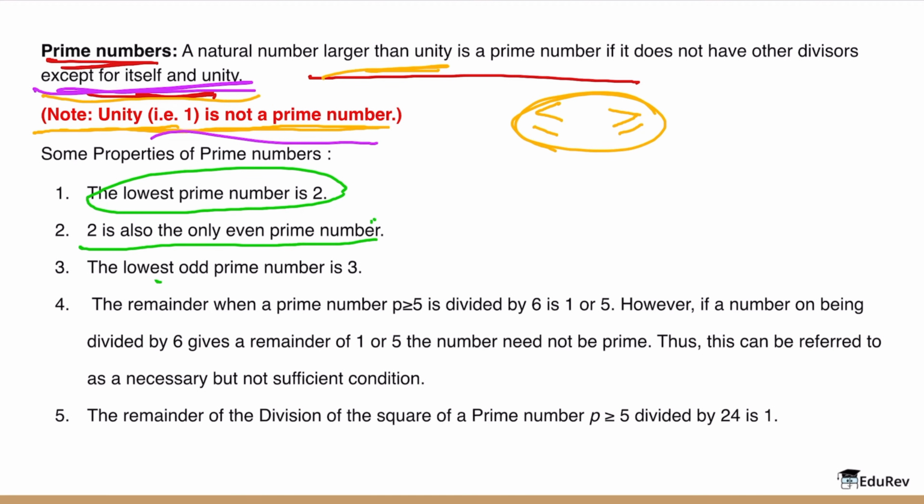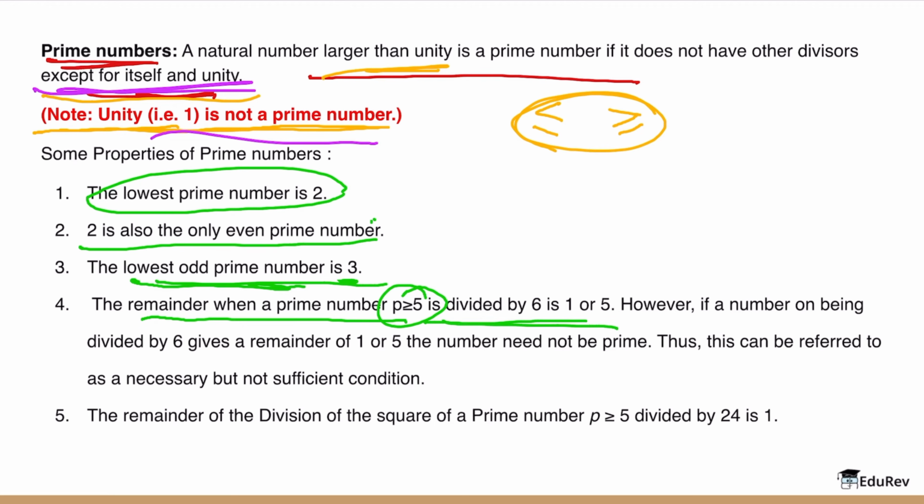Next, the lowest odd prime number is 3, because any multiple of 3 is going to have 3 as a factor. And all the prime numbers which are odd, other than 2, obviously 2 is the only even prime number, and other than 2 all of them are odd, and the smallest out of them is 3. Then, the remainder when a prime number greater than 5 is divided by 6 is 1 or 5.